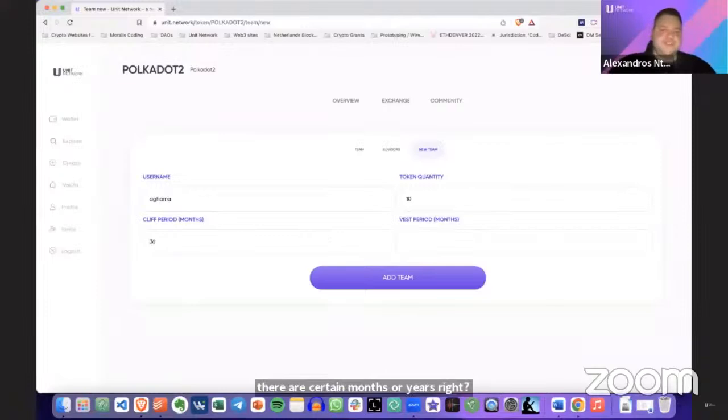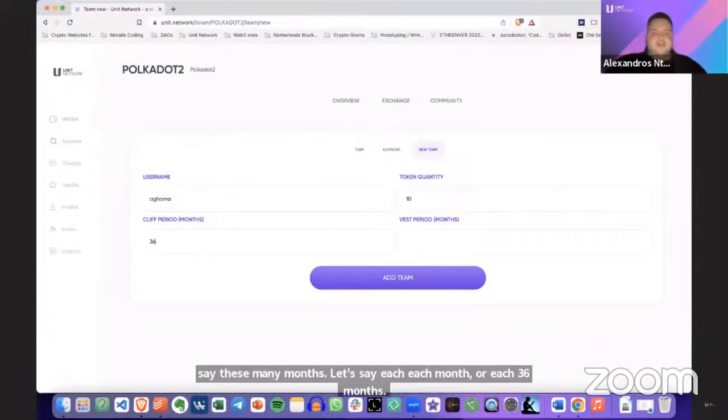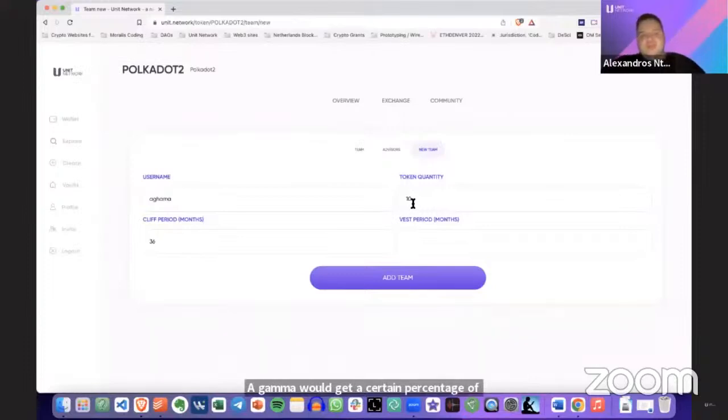If you write 36 months, this is months, but 3 years, obviously, right? So this basically ensures that people get, let's say, this many tokens within these many months. Let's say each month or each 36 months, Agama would get a certain percentage of the 10 tokens, maybe 2 tokens. And then this is basically also the vest period, after, let's say, 36 months with 2 tokens. That would mean that in 150 months, I suppose, she would get all the tokens which she could then sell.